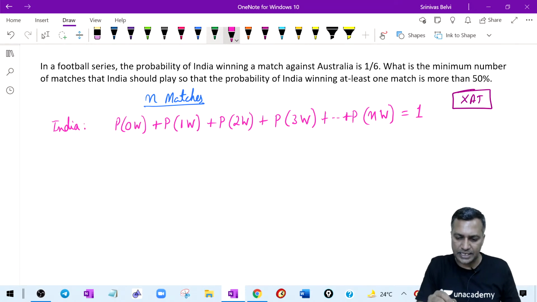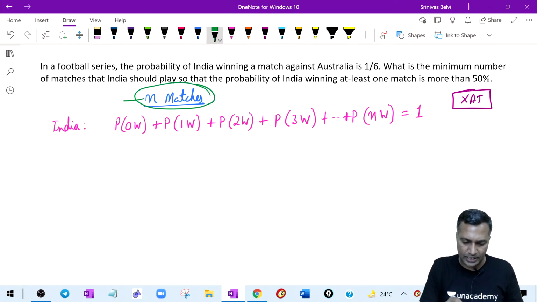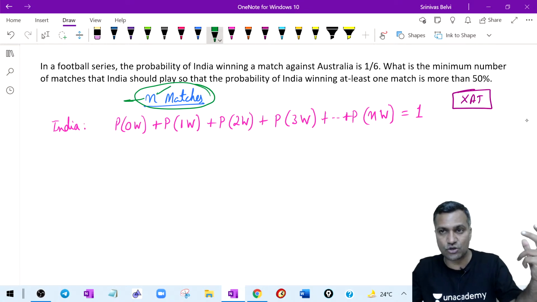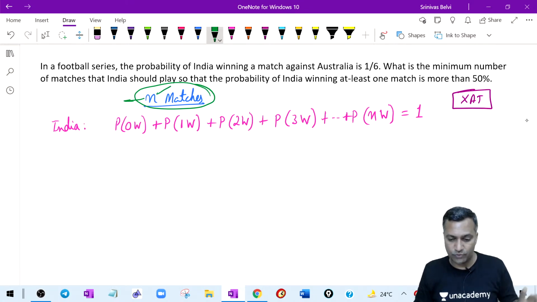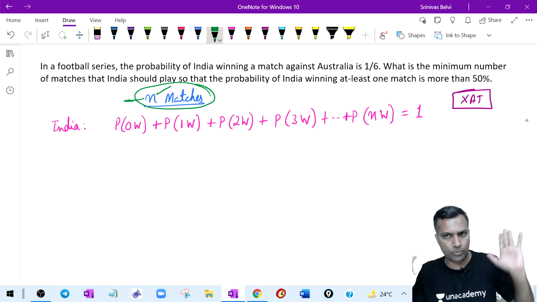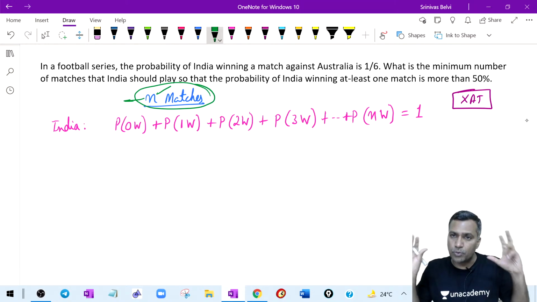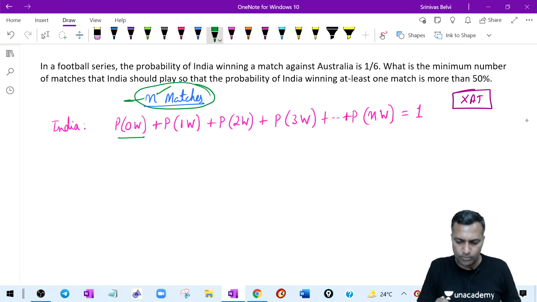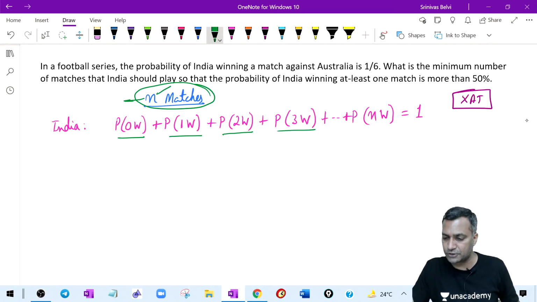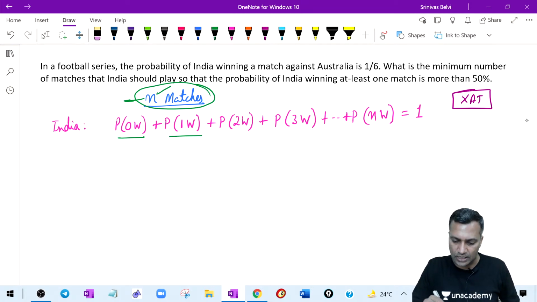If India has played n matches against Australia, the whole idea is to find out what this n is. Sure, we will find this out. But when they played n matches, what are the possibilities? India might have won 0 matches, or 1 match, or 2 matches, or 3 matches, or all the matches, which together is the total probability, 1.